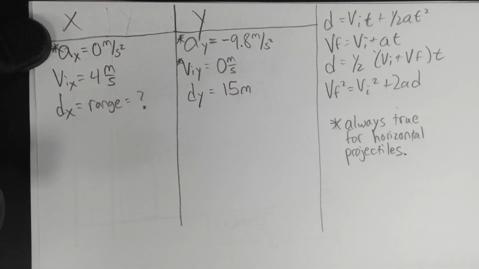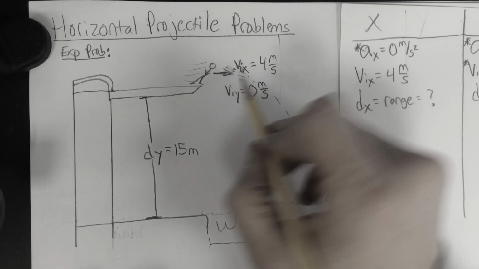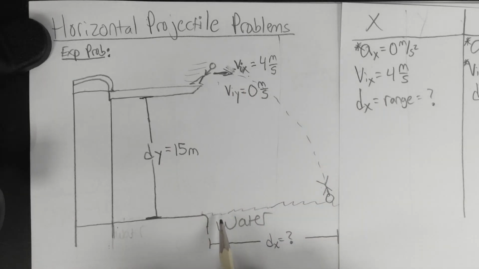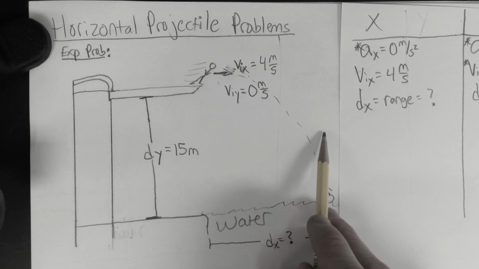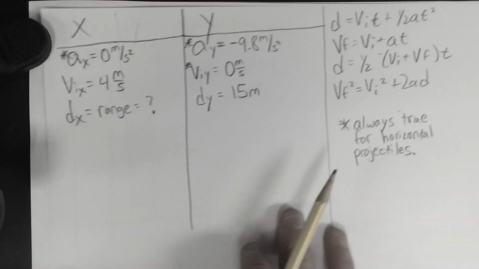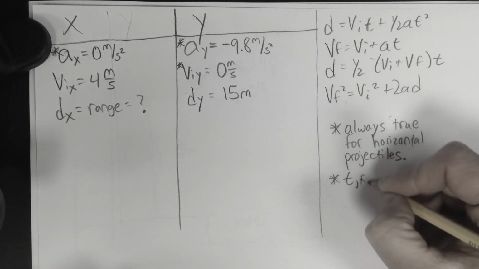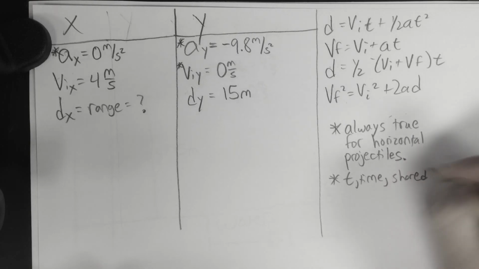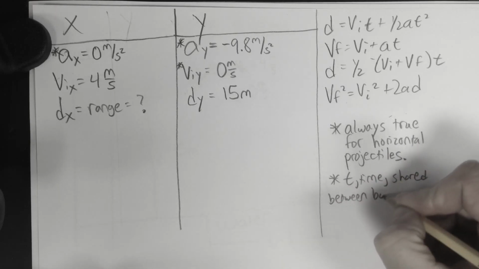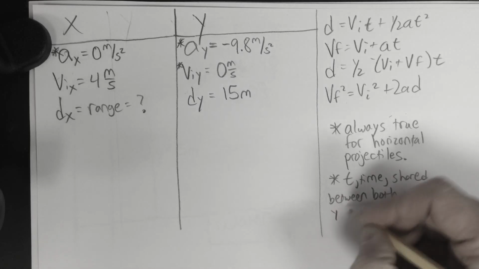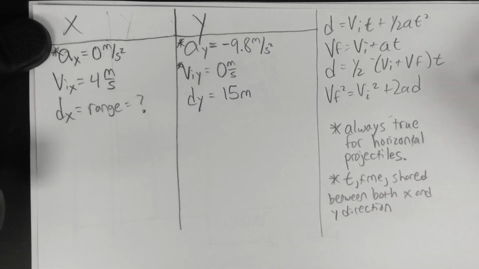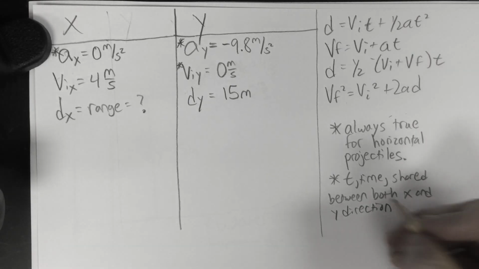What we need to do always before finding whatever we're looking for in a horizontal projectile problem is find time first. The reason is that the time for the object to fall in the y direction is always the same as the amount of time it takes to go out while it's falling. So time is shared. Write this again: t, or time, is shared between both the x and y direction. The only variable in our kinematic equations that is common between the x and the y direction is time.